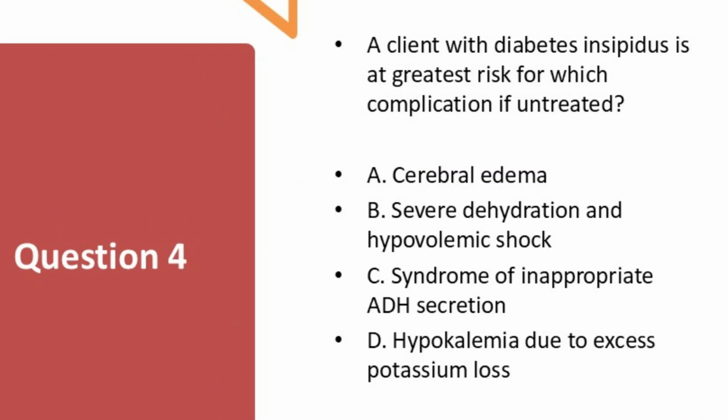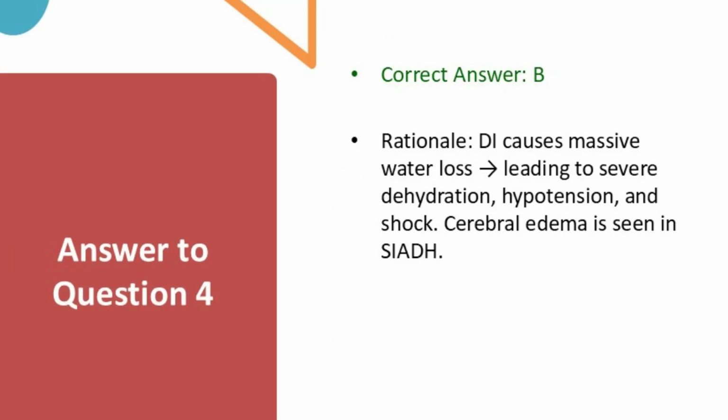Question 4. A client with diabetes insipidus is at greatest risk for which complication if untreated? A. Cerebral edema, B. Severe dehydration and hypovolemic shock, C. Syndrome of inappropriate antidiuretic hormone secretion, D. Hypokalemia due to excess potassium loss. The correct answer is B. Severe dehydration and hypovolemic shock. We know that diabetes insipidus causes you to lose a lot of fluids, so that can lead to severe dehydration, can cause hypotension, and eventually shock.